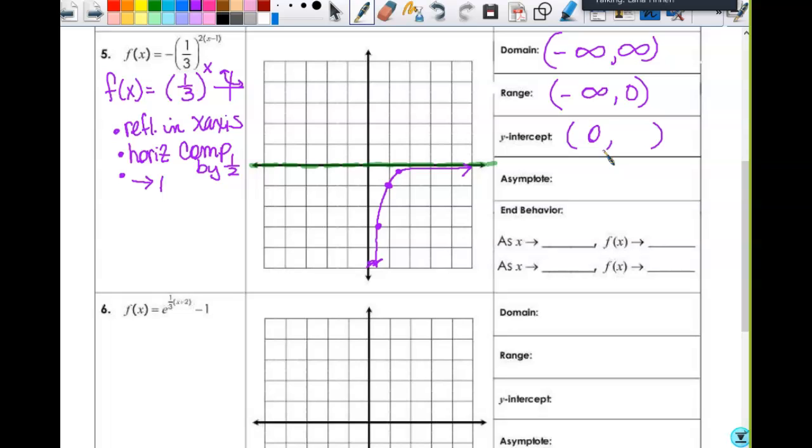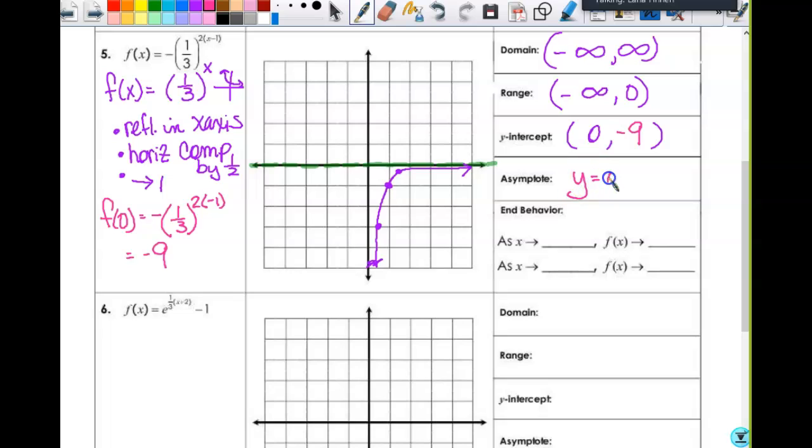Do I substitute 0? Good, because your y-intercept is the y. You're looking for what is the y value when x is 0. So we want to find f of 0. If I set it equal to 0, that gives me my x-intercepts. So f of 0 equals negative, and then 1/3 to the 2 times negative 1 power. So it's basically negative 1/3 to the negative 2 power. That negative 1 reflects it and gives me 3, right? 3 squared is 9, but then I have to make it negative, so I get negative 9.